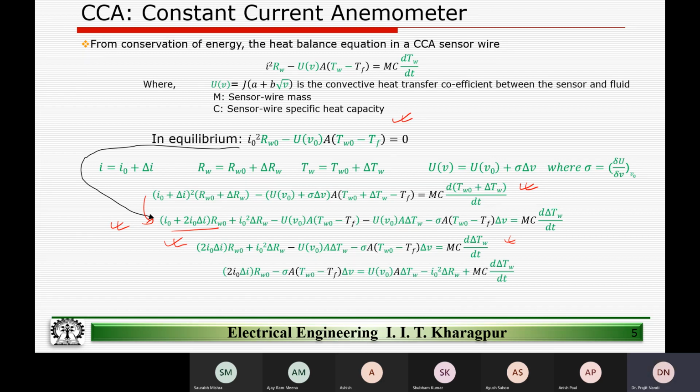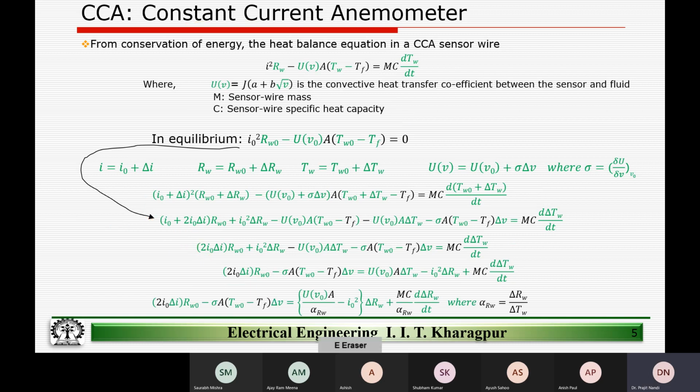I do some rearrangement. So from here, I do some further rearrangement. Please note, this should be black in color. This is a fixed number. I0 is fixed because we are talking of a constant current anemometer, right? And again, some more rearrangements. So if you now see what we are looking at, why did we do so much of math?